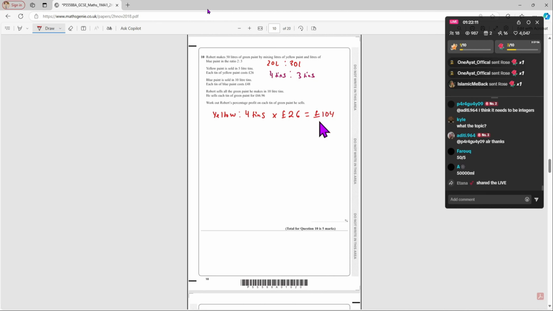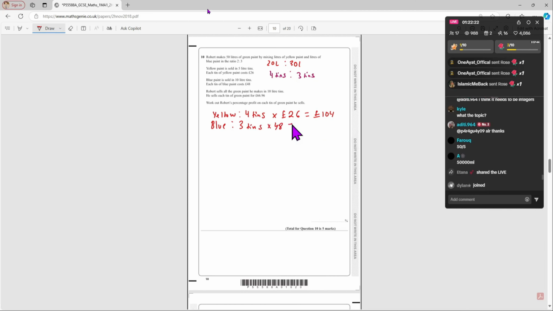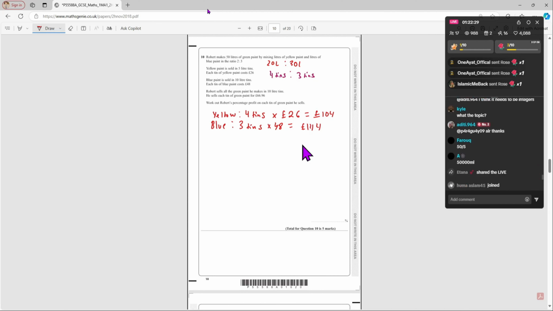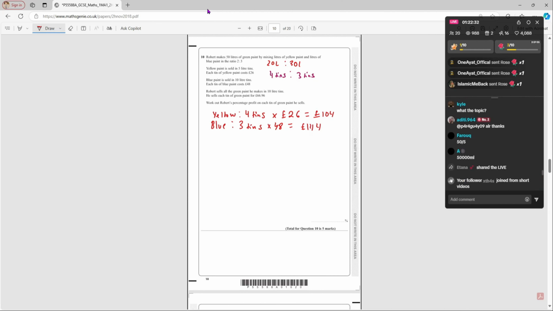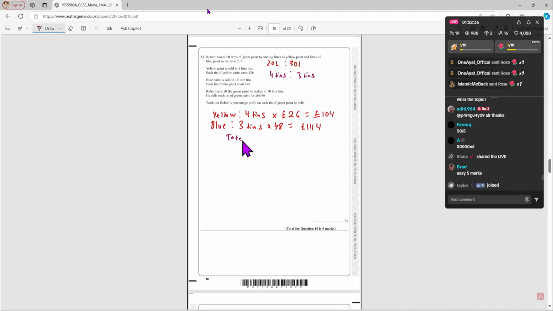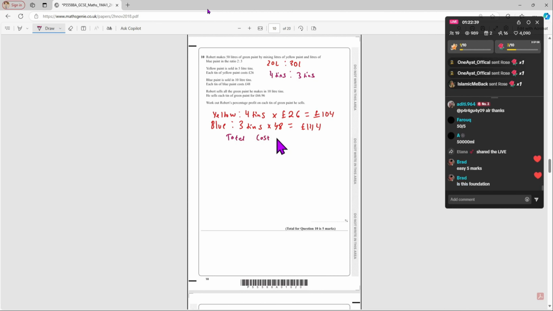Now, once you've got £104, we'll do the same thing with the blue tins. So we're going to have the blue tins over here, which is 3 tins for the blue, multiplied by £48, which is equal to £144. Now, we have to work out the total cost. To work out the total cost, you just add them together. The total cost is going to be equal to £248.